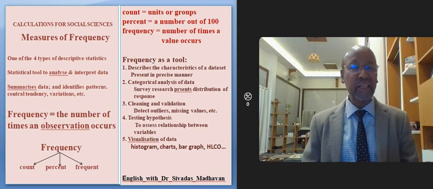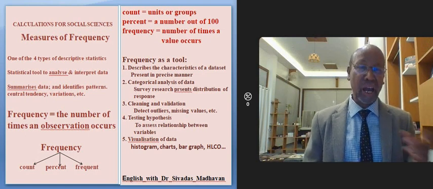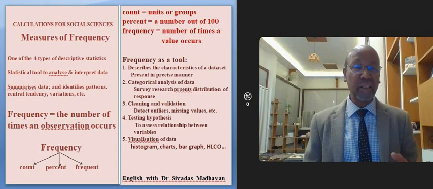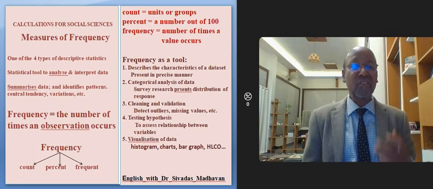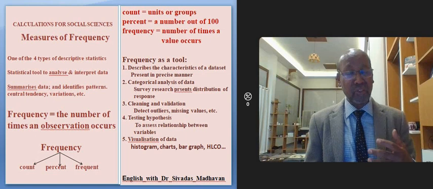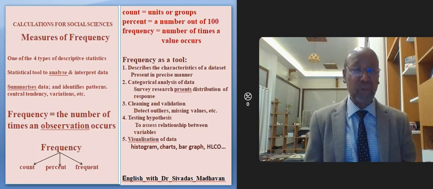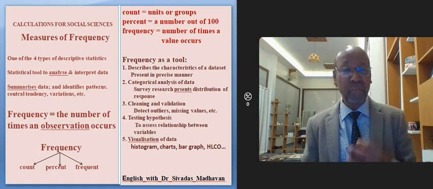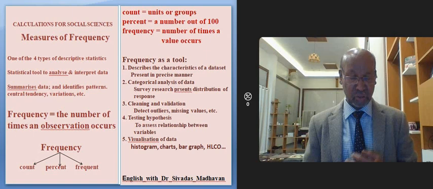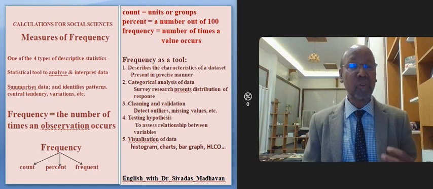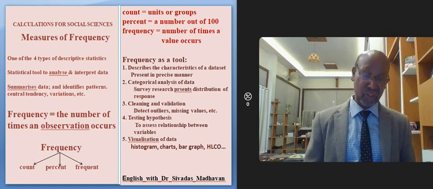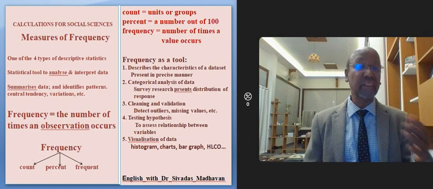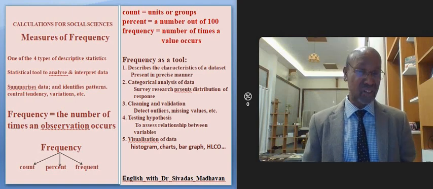And the next one is testing hypothesis. Hypothesis is actually the expected answer. The researcher begins with his own hypothesis. It may be correct or it may not be correct. It has to be tested. And while testing, we need the help of frequency. So to test hypothesis, we need frequency. And it is to assess the relationship between the variables.